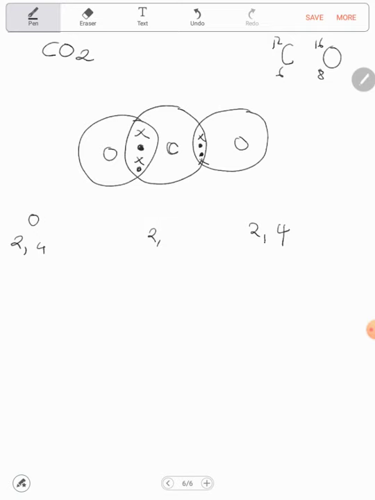Now count. We have 1, 2, 3, 4, which is this one. Here we have 0, so we can't put anything there. Here we have 4. You can count 1, 2, 3, 4, 5, 6, 7, 8. It's stable. 1, 2, 3, 4, 5, 6, 7, 8 is stable. 1, 2, 3, 4, 5, 6, 7, 8 is stable.